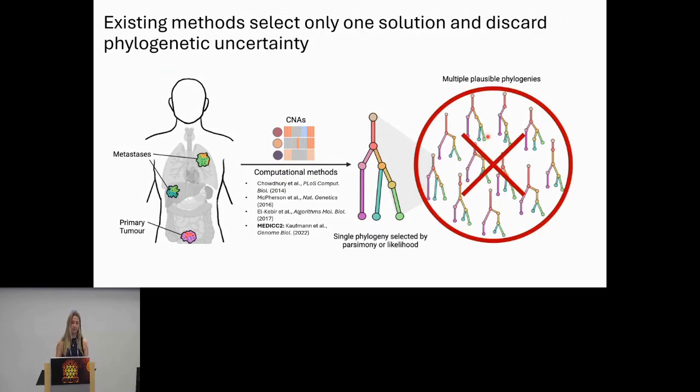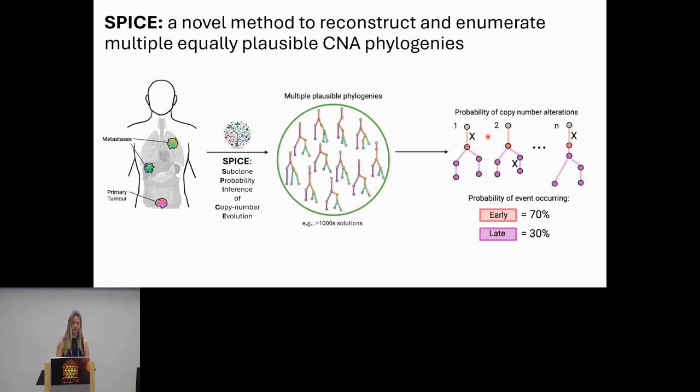However, existing methods currently don't account for this uncertainty and select a single phylogeny by methods such as either parsimony or likelihood. In order to address this issue, we've developed a novel method called SPICE, which aims to reconstruct phylogenetic trees and enumerate all of the multiple equally plausible solutions. With our method, we're able to enumerate thousands of solutions and use this to determine the uncertainty within our phylogenetic reconstruction.